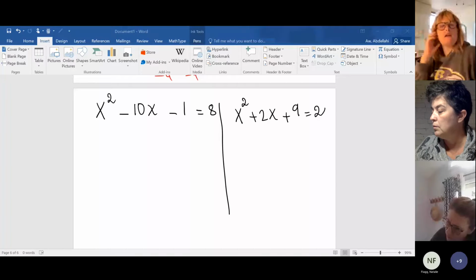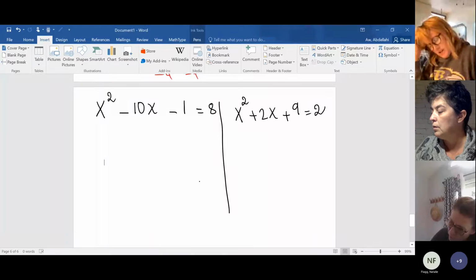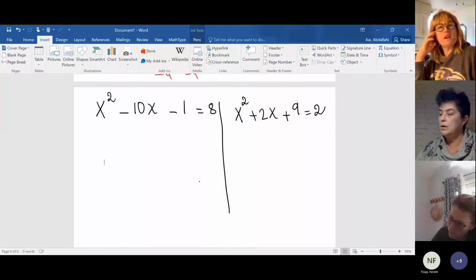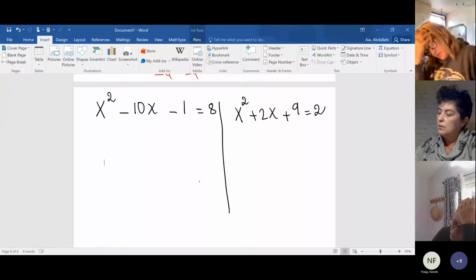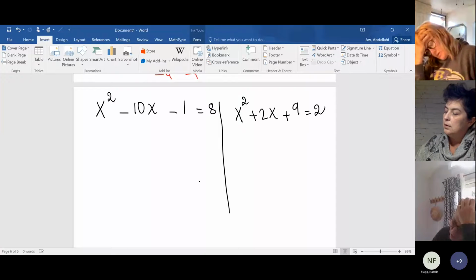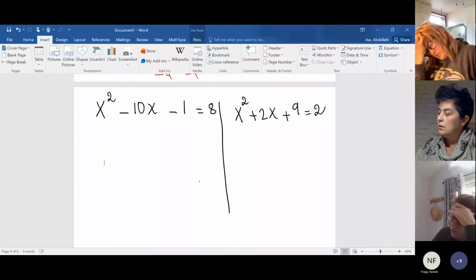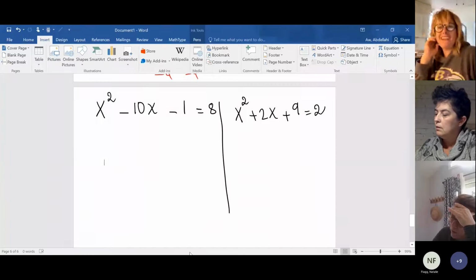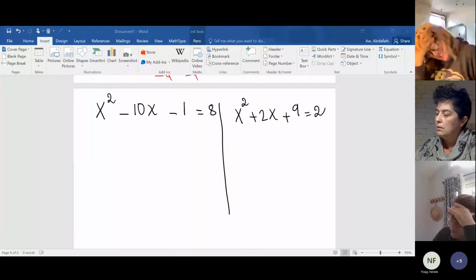Wait, I guess I could wait till you get there, but with the negative 10x, how can that be a square? No, a number is missing. I know. And the number to add to make the three. First of all, the 1 has to go to the other side. Okay, never mind. Sorry. Okay, I got you.